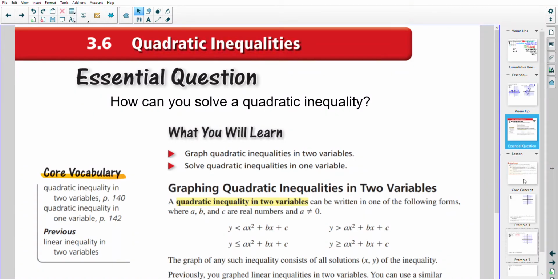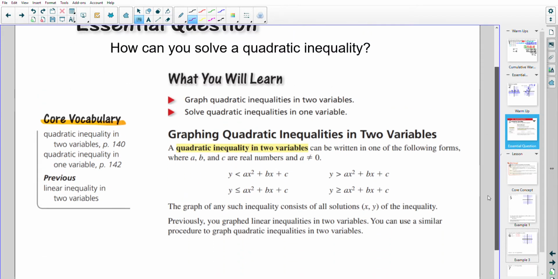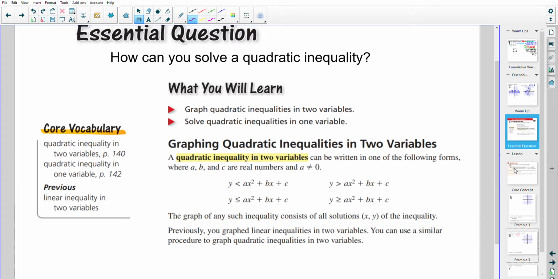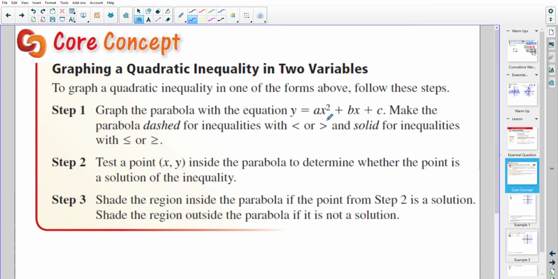3.6, graphing a quadratic inequality and looking at the solutions. So in this section, you're going to have to remember a couple things about graphing inequalities. First of all, when you graph an inequality, you use a dashed line for inequalities with less than or greater than, and a solid line if it's an equal to. Then what you're going to do is test a point, any convenient point (x, y), and see if it satisfies the inequality. And then you're going to shade either toward the point or away from the point.